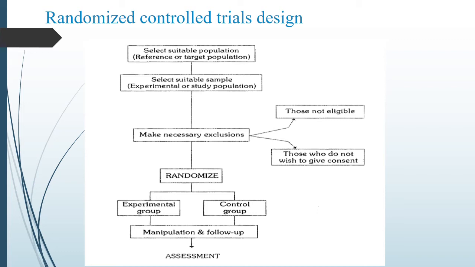So this is the randomized controlled trial design. We select the population, apply the exclusion criteria, then randomize, that is, we randomly select two groups, experimental and control. In the experimental group I am going to do some experiment or give some intervention, like the green leafy vegetables I have given. Then I assess what the result may be. This is the randomized controlled trial design.